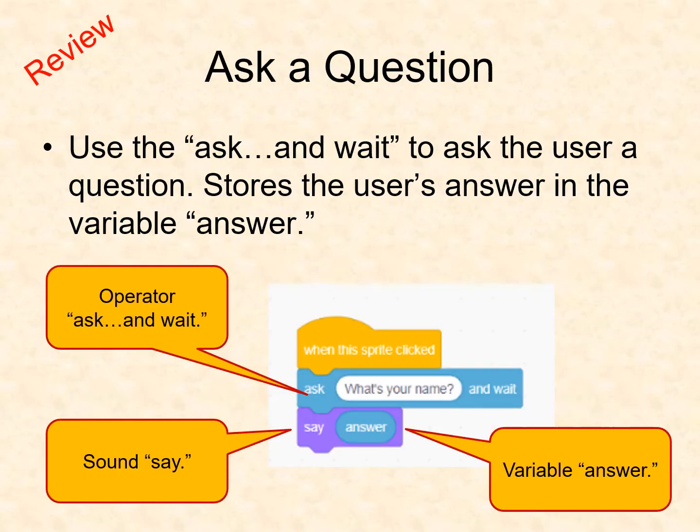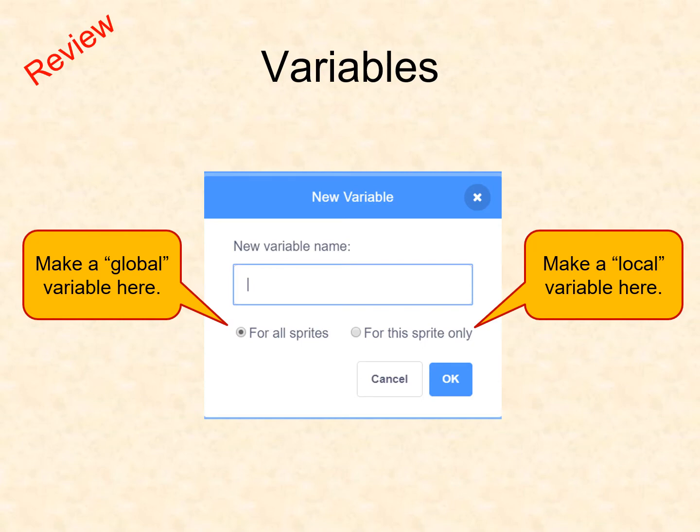We found that if you use the ask and wait coding block in Scratch, you're able to ask a question as the program, the application runs, and then after the wait portion, the user gets to enter something in, and whatever they enter in as their response to this question is stored in a variable called answer. To create a variable was easy. We just said new variable. We typed the name of the variable and said OK.